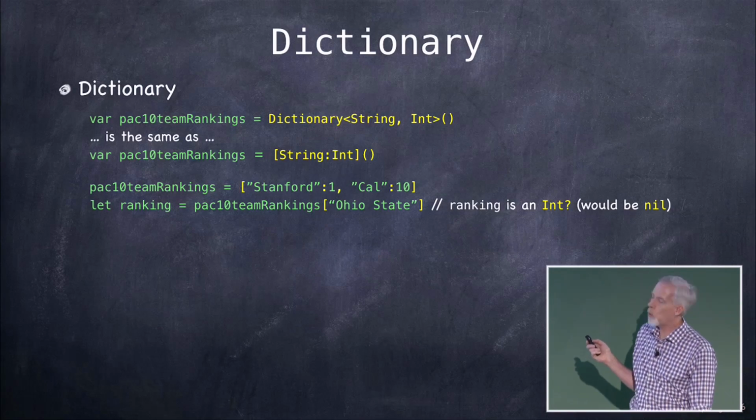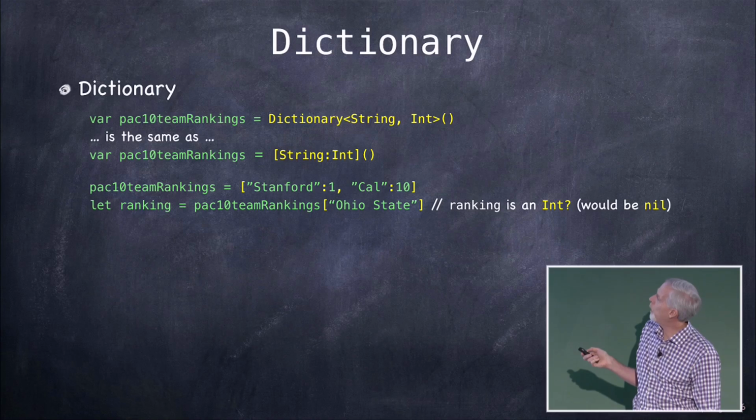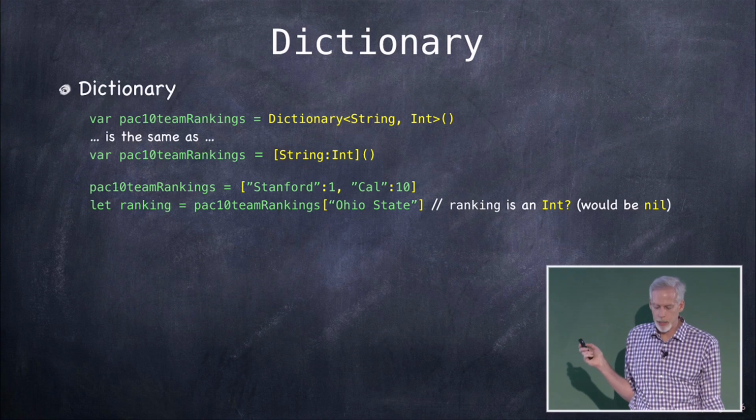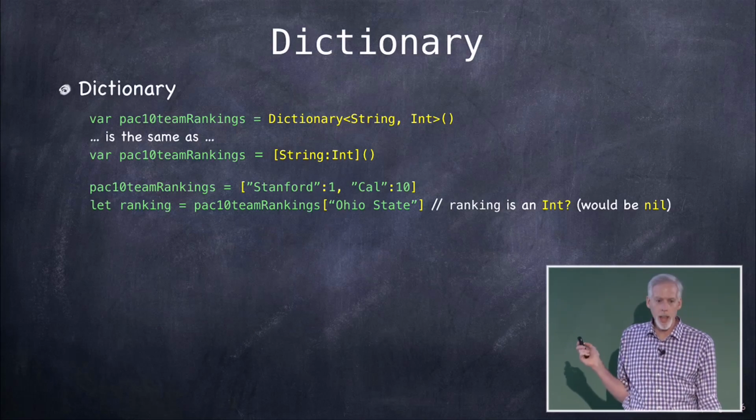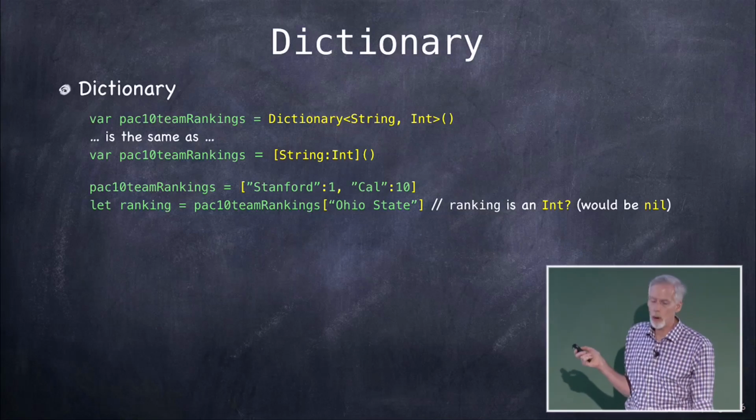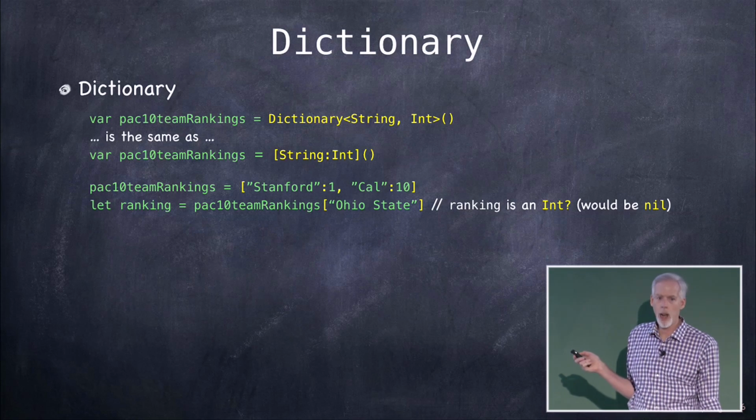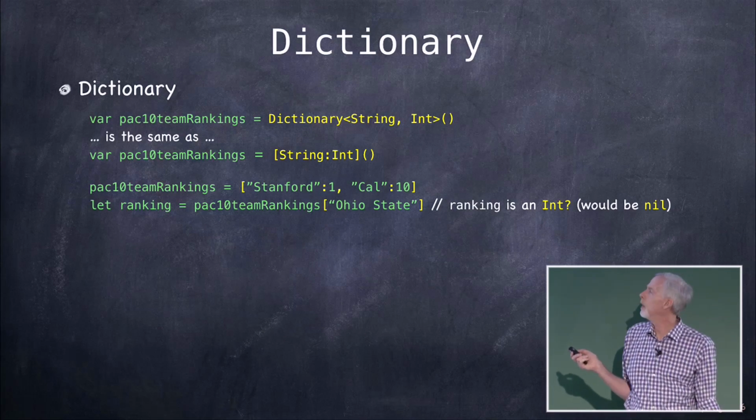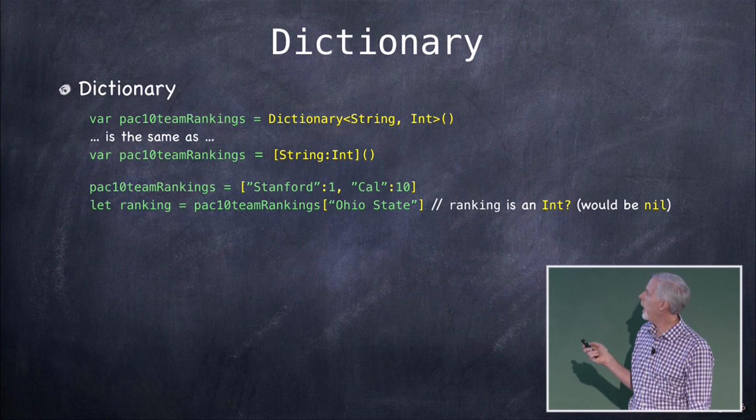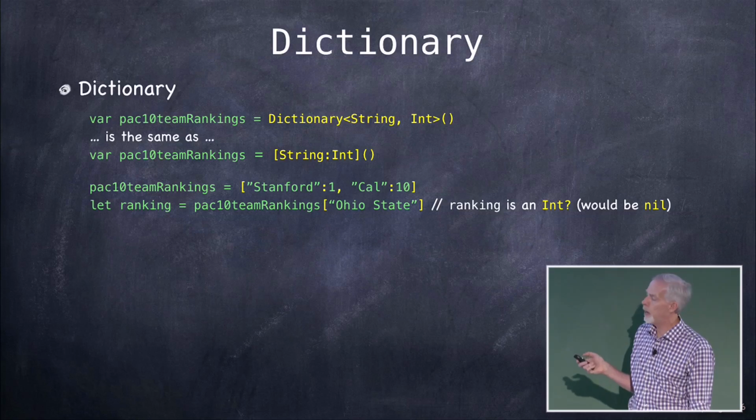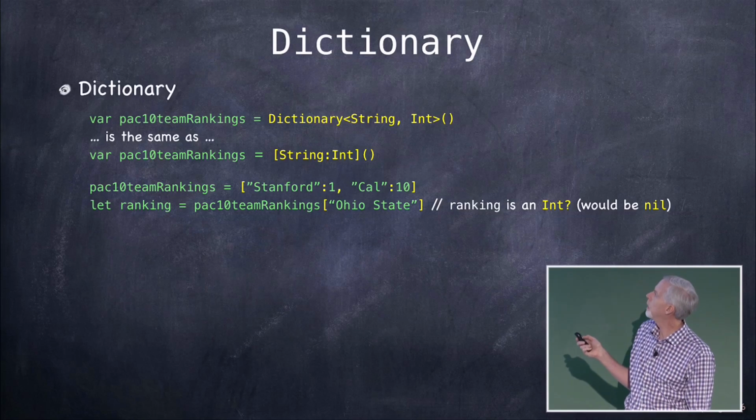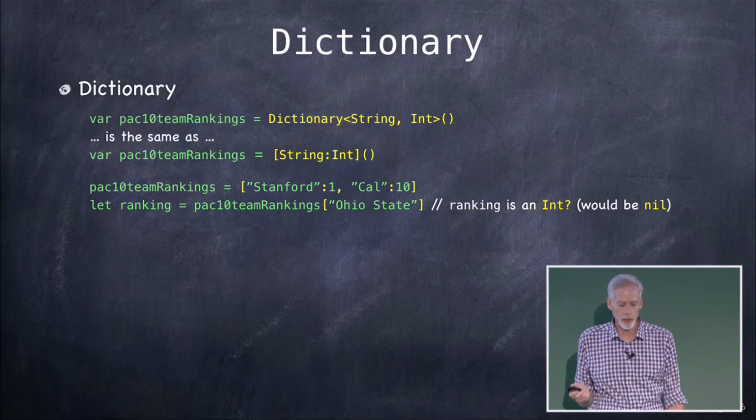So okay, Cal 12. And so if I say here, let ranking equal the Pac-10 rankings of Ohio State, that's obviously no Ohio State in the Pac-12. So the ranking here has to be an int question mark, right? It's an optional int. We already saw that in our calculator. Anytime you dereference a dictionary, it's going to return an optional of whatever type the dictionary's values are.